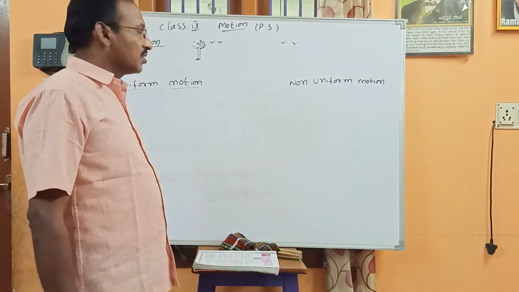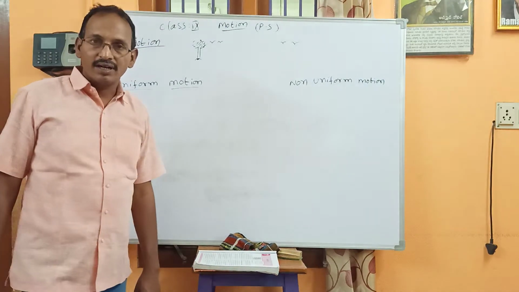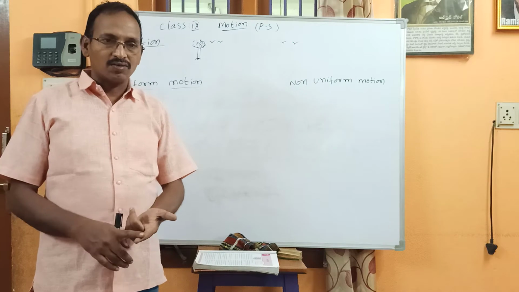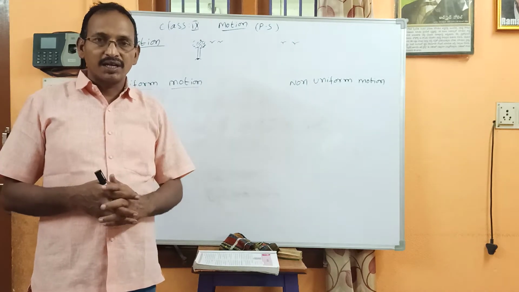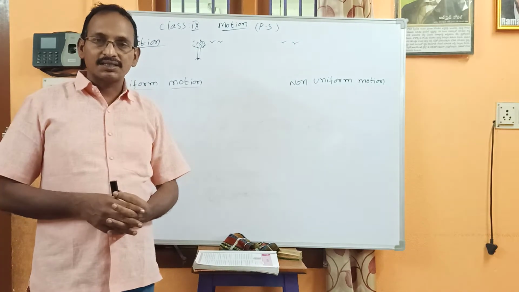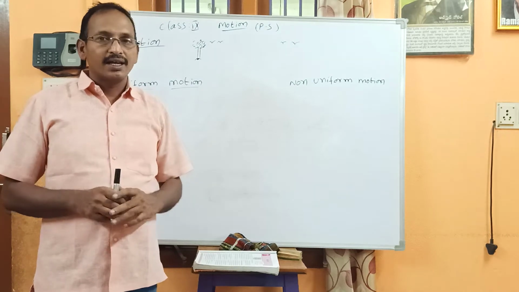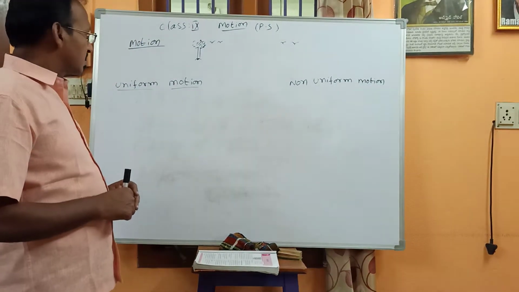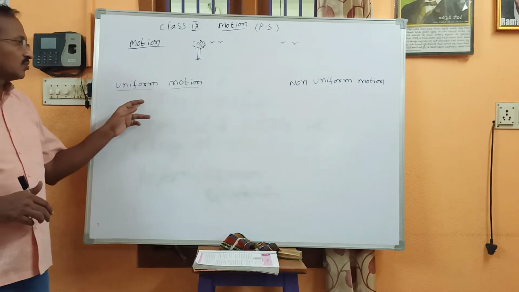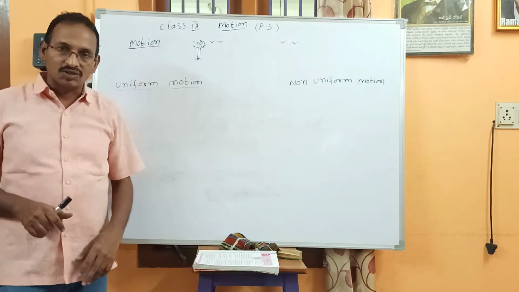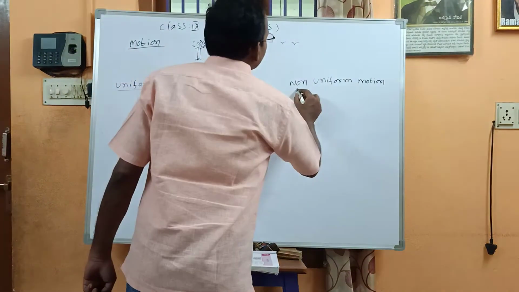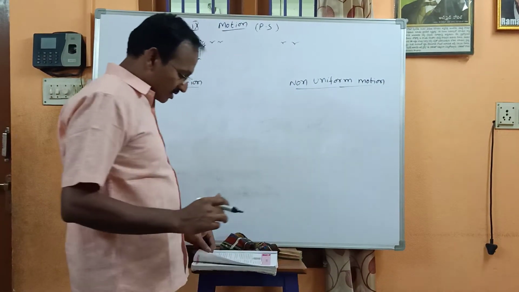In this chapter, we have discussed different definitions of speed, velocity, vector quantity, scalar quantity. These all come at your 8th class level, and they are simple definitions you can directly learn from your textbook. In this class, I am discussing what is uniform motion and what is non-uniform motion. A table is also given in your textbook.